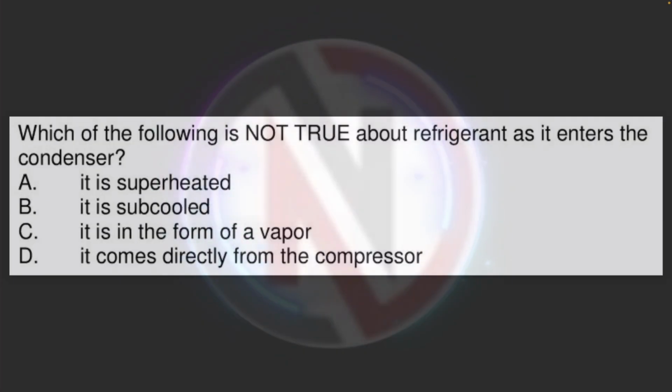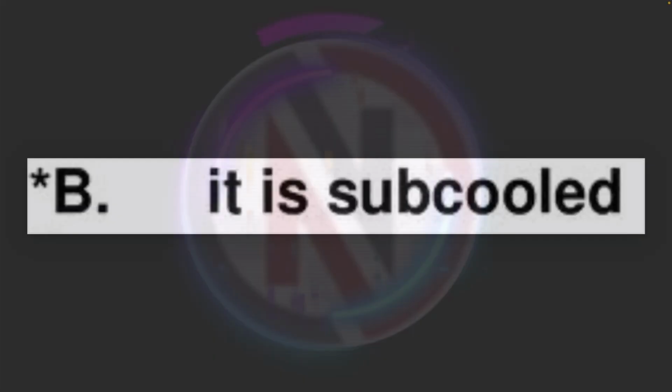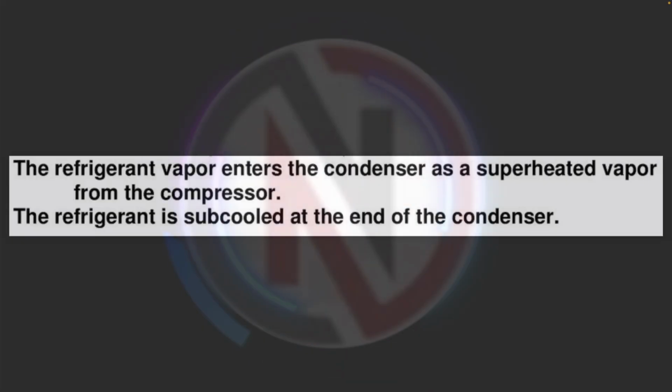Which of the following is not true about refrigerant as it enters the condenser directly from the compressor? A. It is superheated. B. It is subcooled. C. It is in the form of a vapor. The answer is B, it is subcooled. The refrigerant vapor enters the condenser as a superheated vapor from the compressor. The refrigerant is subcooled at the end of the condenser.